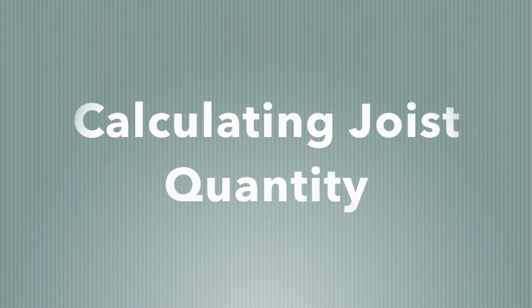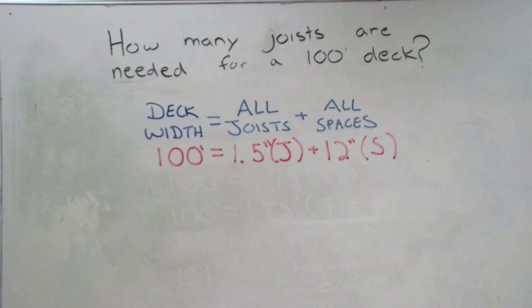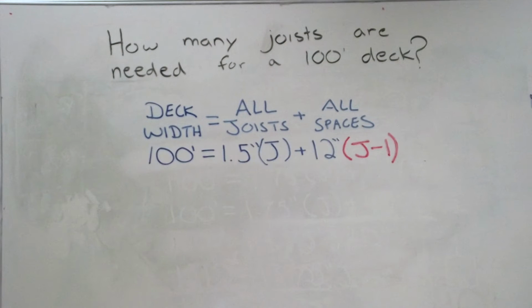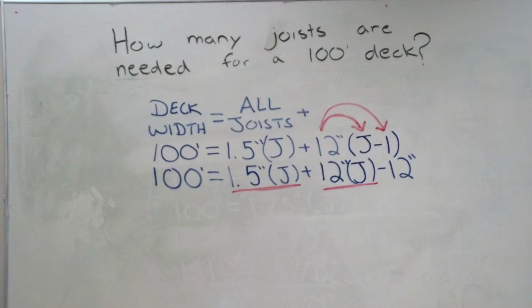Another opportunity to tie math into the lesson is calculating the joist quantity. Here students calculate how many joists are needed for a 100-foot deck, where J equals the joists and S equals the spaces, before being converted to J minus 1.